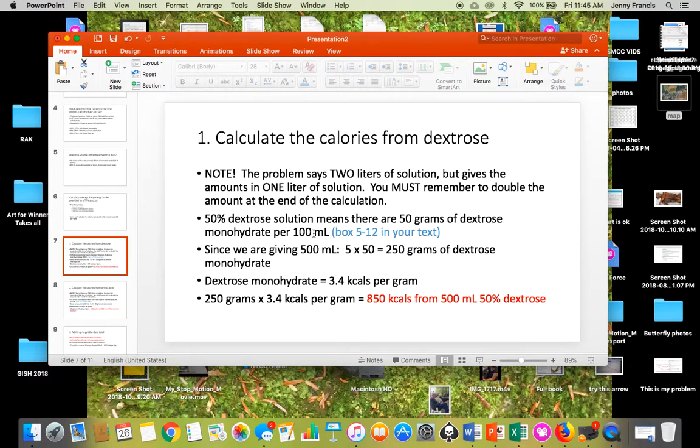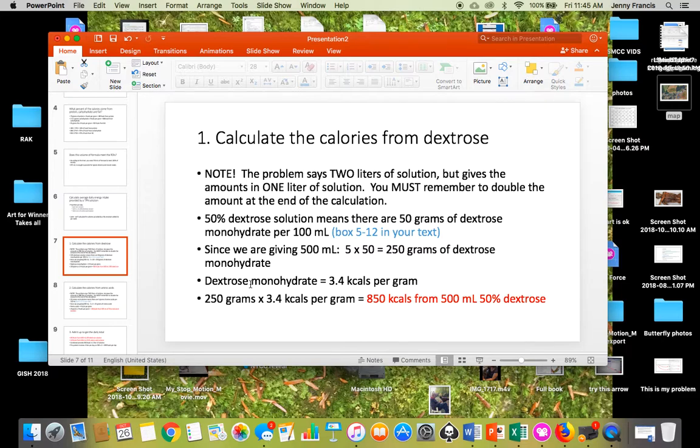But we're not giving 100 milliliters, we're giving 500 milliliters, which is 5 times as much. So we need to multiply 5 times the 50 grams that are provided in the solution for a total of 2,500 grams of dextrose monohydrate in that 500 milliliters.